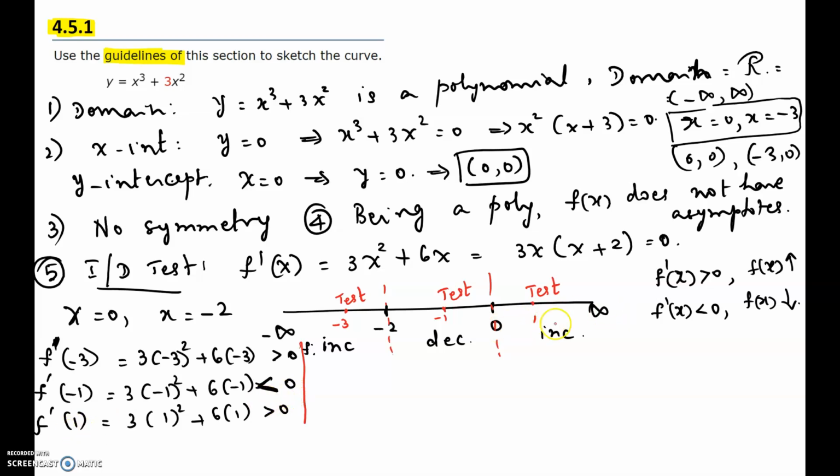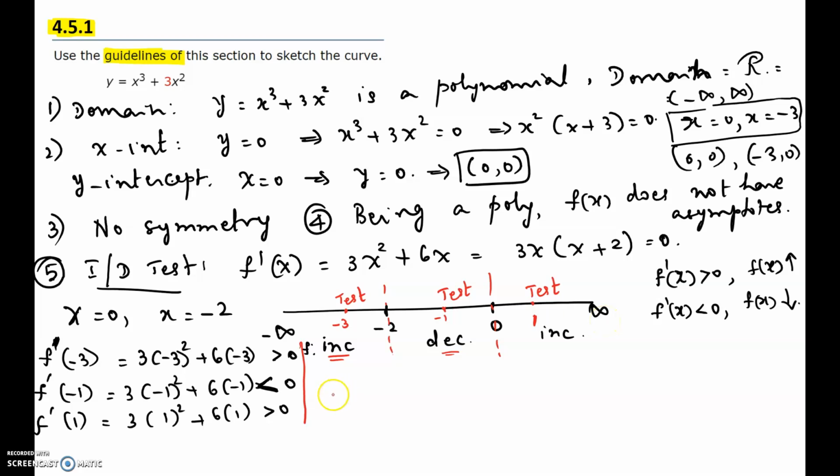Then on the interval 0 through infinity, the test point is considered as 1. f prime of 1 is more than 0. So whatever is the behavior of the test point is the behavior of every point in that interval. So we notice f is increasing on the interval negative infinity to negative 2, decreasing on the interval negative 2 to 0, and again increasing on the interval 0 through infinity.